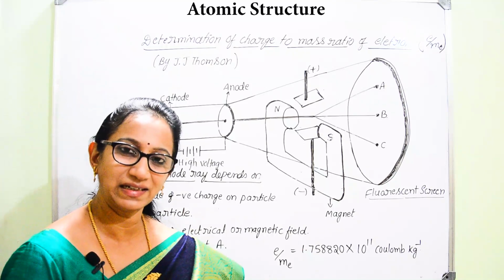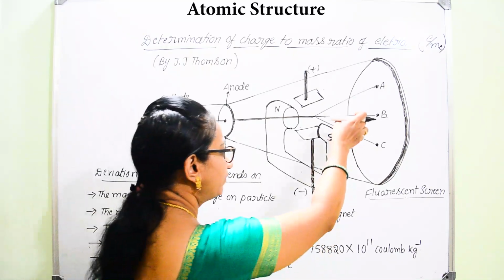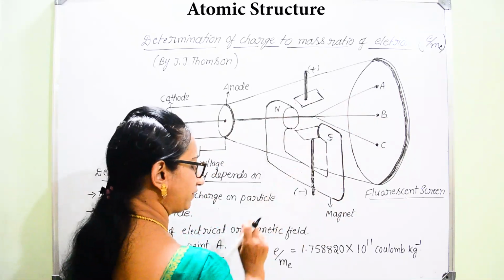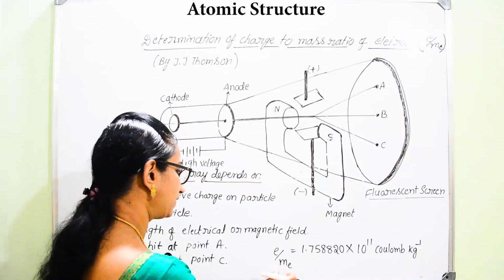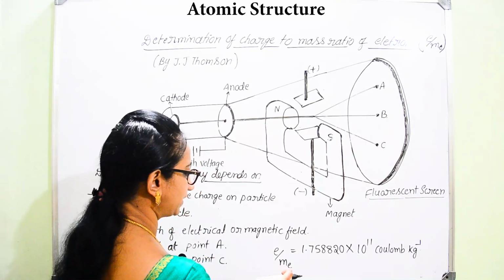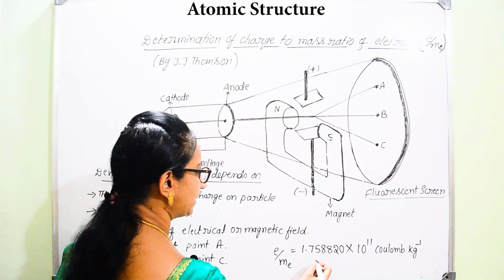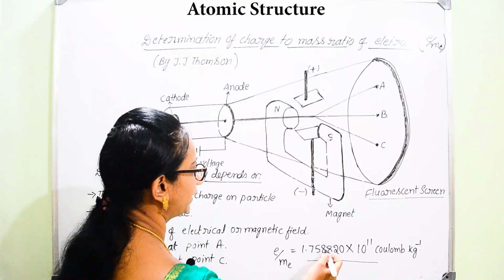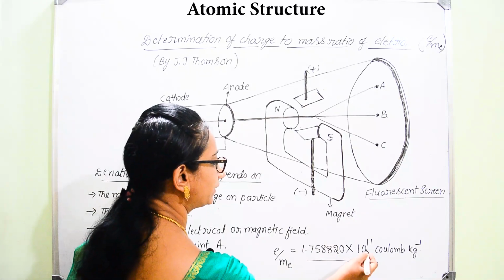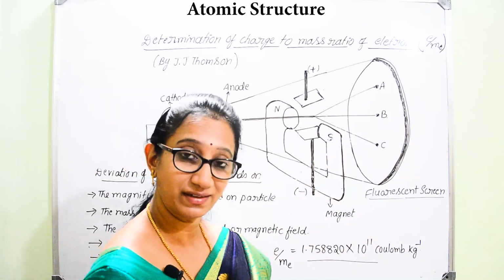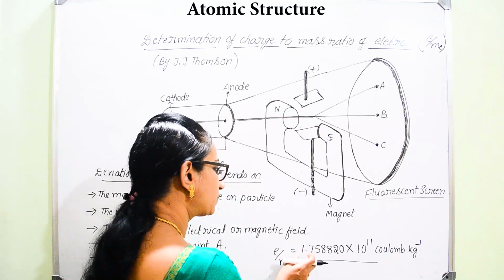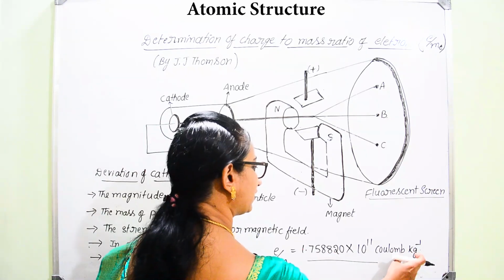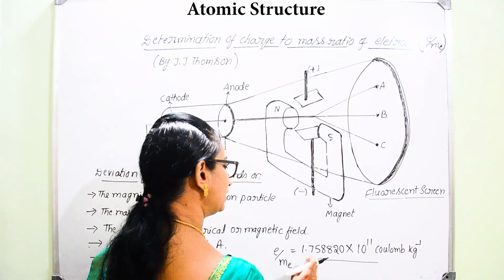So by finally considering that angle of deflections at particular strength of either electric field and magnetic field, he was able to give that charge to mass ratio of electron as exactly that value, which is 1.758820 into 10 power 11 coulombs per kg. That means the charge possessed by electrons per 1 kg mass of electrons is exactly this value.